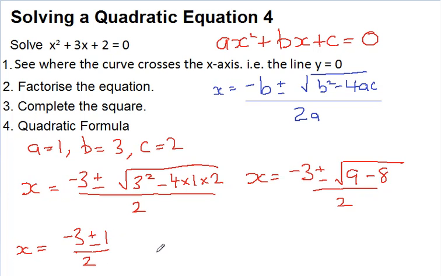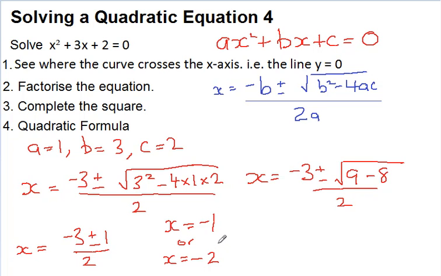So I've got this. And then if I just evaluate this now, I've got minus 3 plus 1, which is minus 2 divided by 2. And minus 2 divided by 2 is minus 1. Or I've got minus 3 minus 1, which is minus 4 divided by 2. So that gives us our second solution, x equals minus 2. So we get both of our solutions there, x equals minus 1 or x equals minus 2 again.